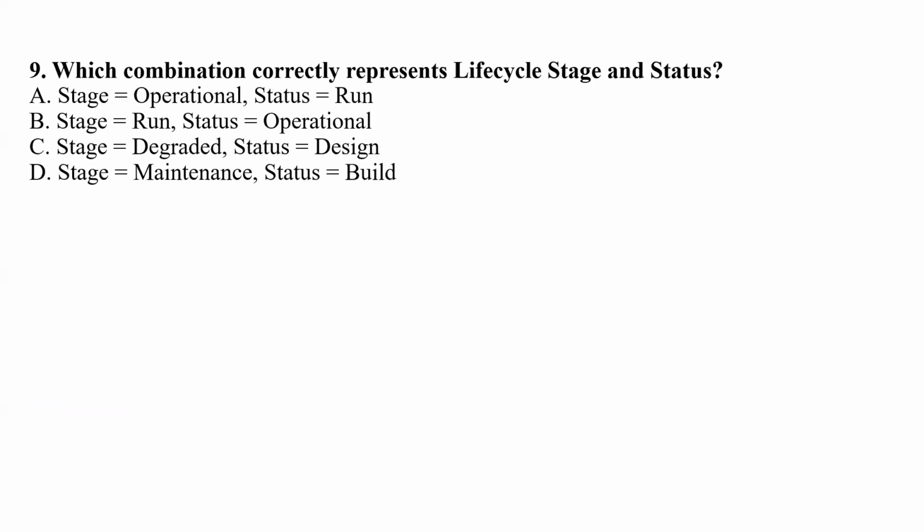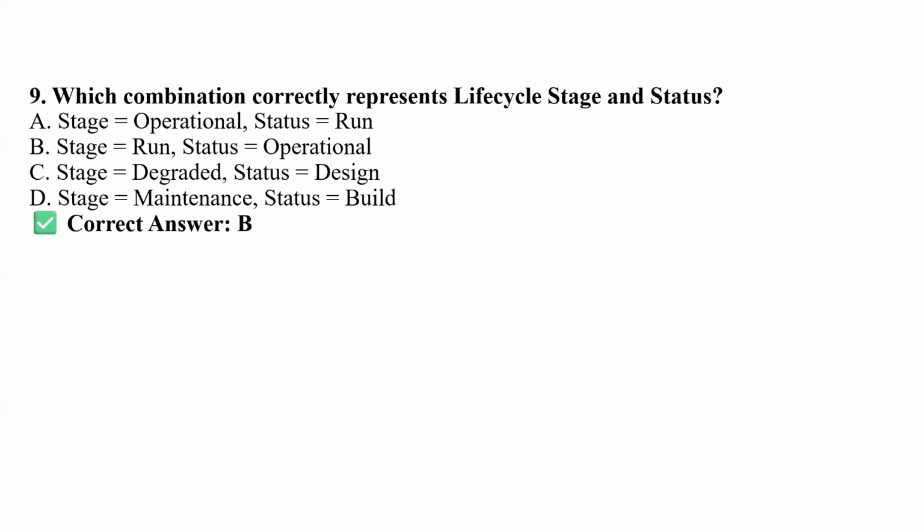Next one. Which combination correctly represents lifecycle stage and status? Option A, stage is operational, status is run. Option B, stage is run, status is operational. Option C, stage is degraded, and status is design. Option D, stage is maintenance, status is build.